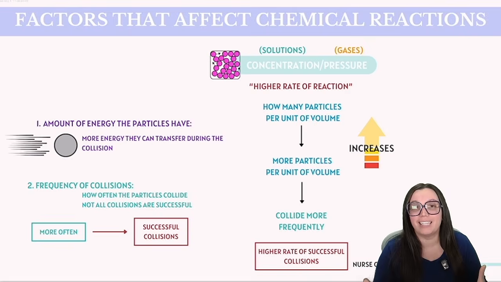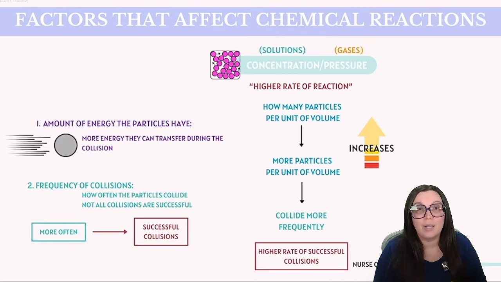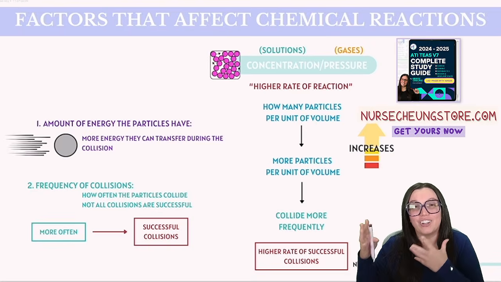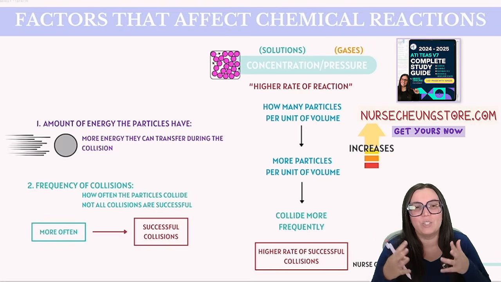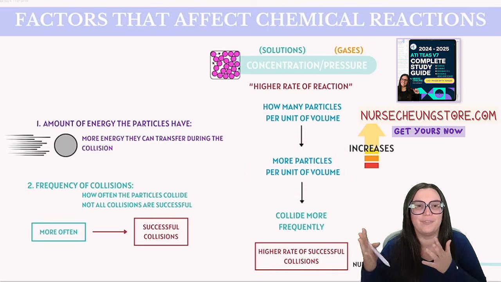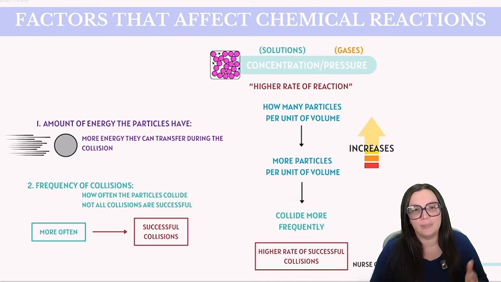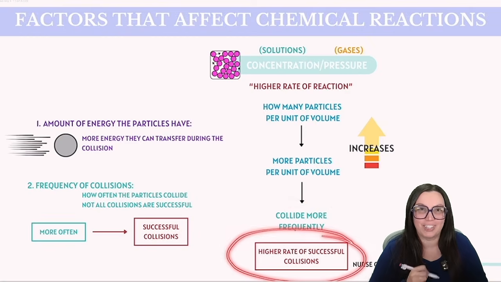And then we have concentration and pressure. They're often grouped together as they both relate to the number of particles within a given volume. The term concentration typically applies to solutions, while pressure is associated with gases. Increasing either our concentration or our pressure is going to result in a higher density of particles per unit of volume. This is going to lead to more frequent collisions and ultimately result in an accelerated reaction rate.